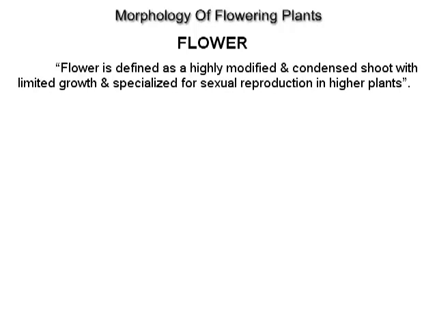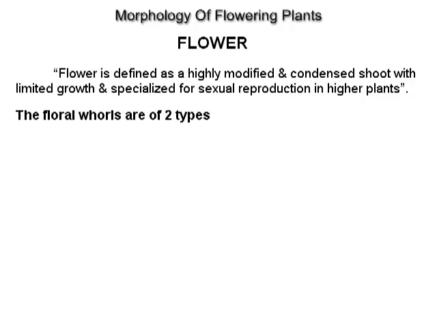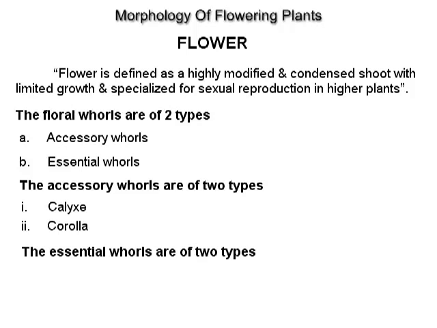Flower. Flower is defined as a highly modified and condensed shoot with limited growth and is specialized for sexual reproduction in higher plants. Parts of a typical flower: pedicel or stalk, thalamus, floral whorls. The floral whorls are of 2 types: accessory whorls and essential whorls. The accessory whorls are of 2 types: calyx and corolla. The essential whorls are of 2 types: androecium and gynoecium.